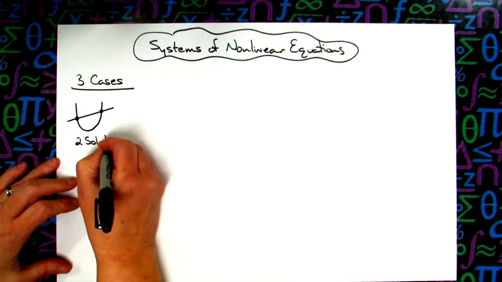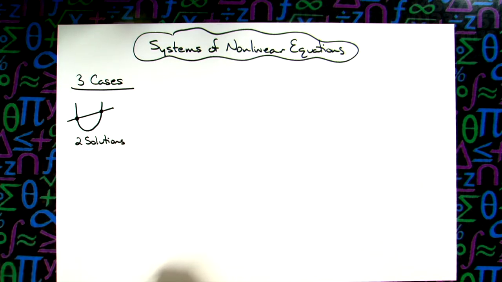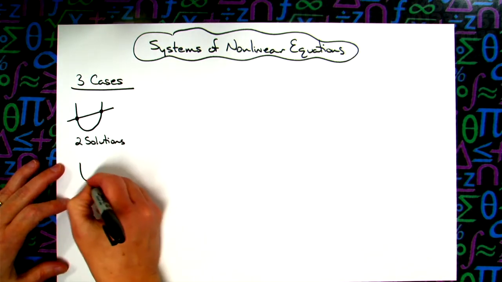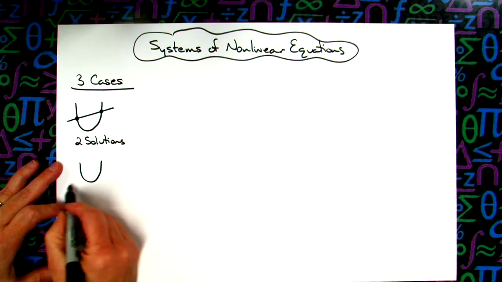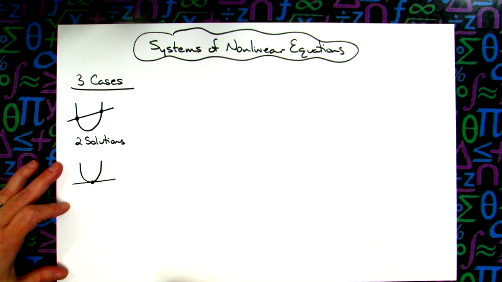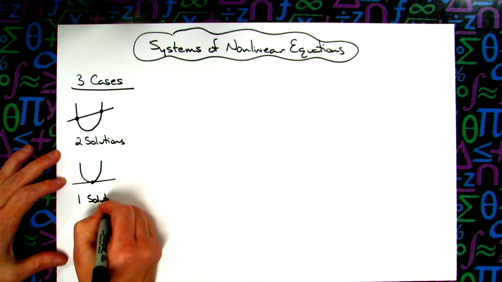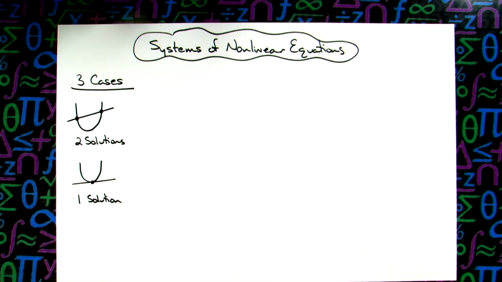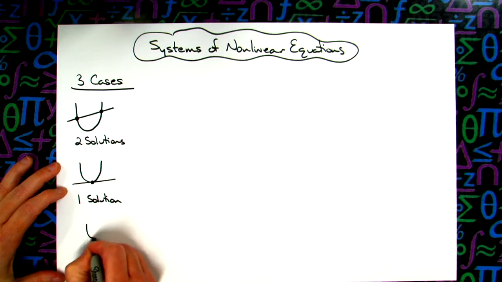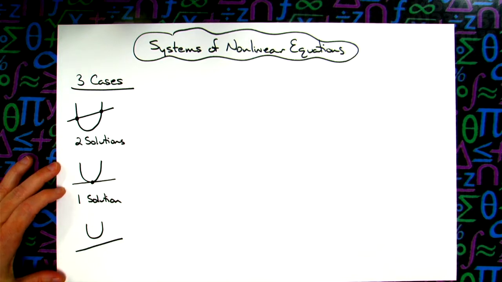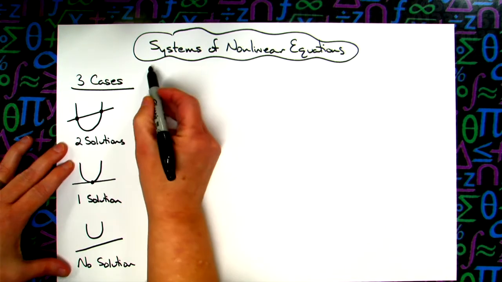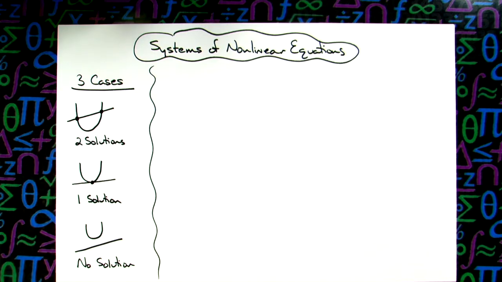We have two solutions. A second case would be if we had either an upright or an upside-down parabola and our linear equation goes exactly through the vertex. If it went exactly through the vertex, we would have one and only one solution. The third case would be if we had, say, an upright parabola and a linear equation that fell below it. It would not have any intersection points, so that system would have no solution. Because the points of intersection when we graph them are our solutions.